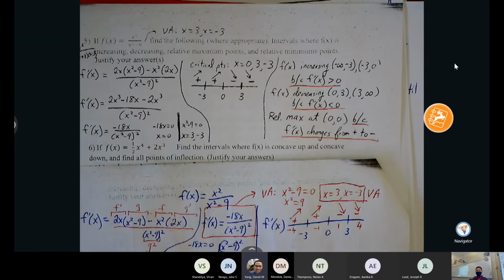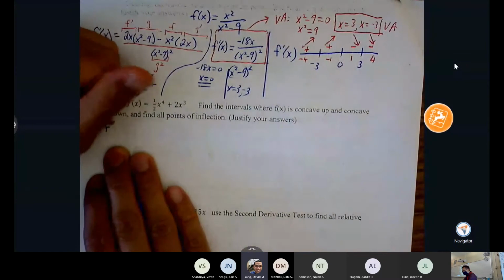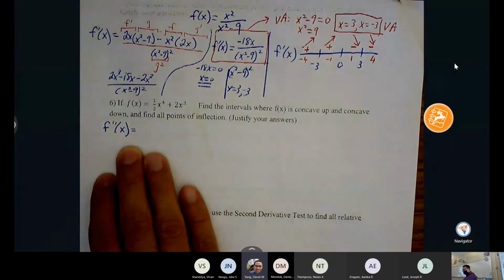Okay, number 6. We're finding intervals of concave up, concave down, point of inflection. It's going to feel like a similar process, but the work that we're starting from is with the second derivative function. Okay, so here's number 6. We're going to work our way down to f double prime. I'm sorry, I got to do f prime first.